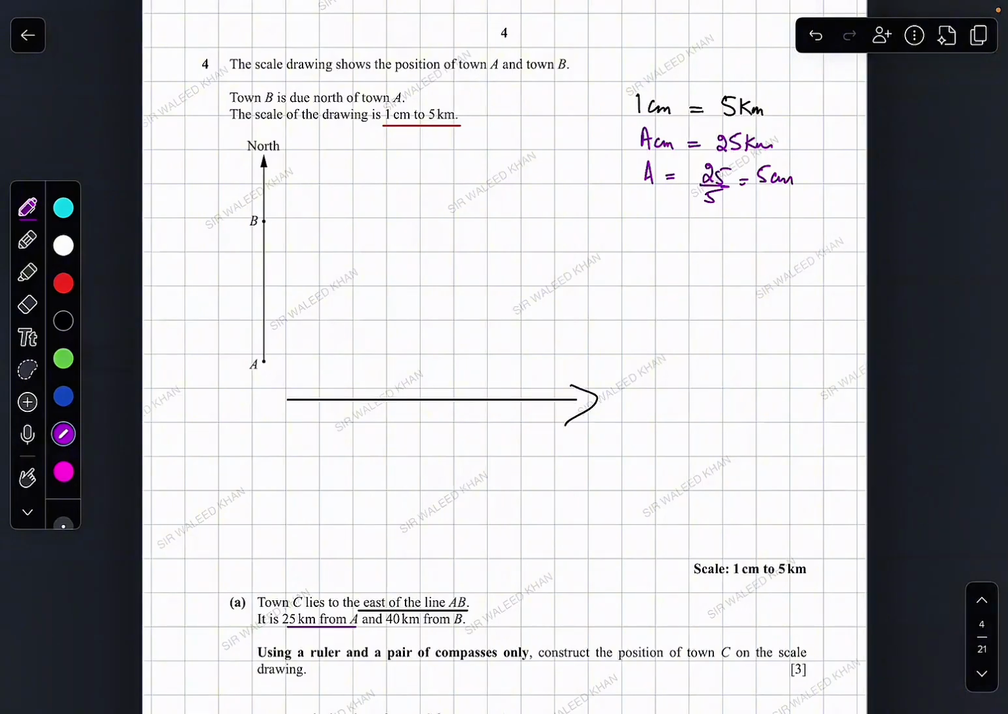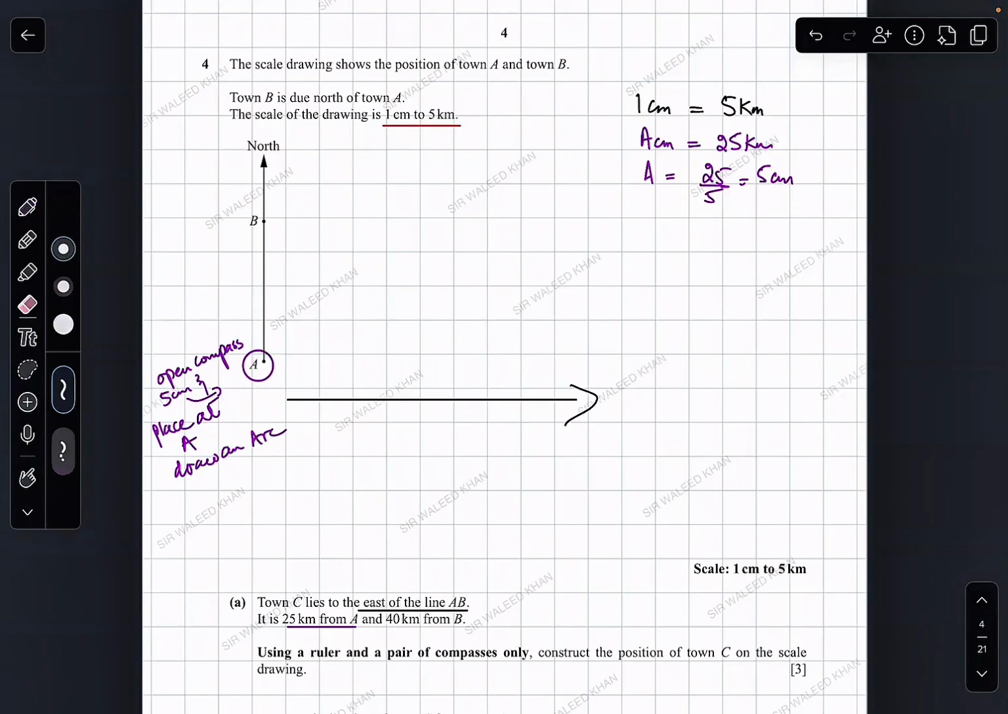Now what I'm going to do is place the compass on A, open your compass 5 centimeters, and place at A. Then draw an arc towards the east, not this side. You can't draw an arc there. So you have to draw an arc like this over here. It's a random arc like this. Draw an arc like this.